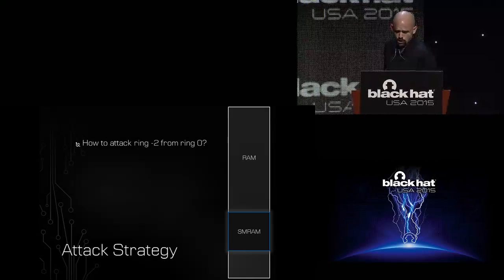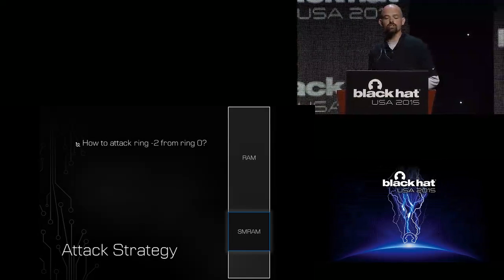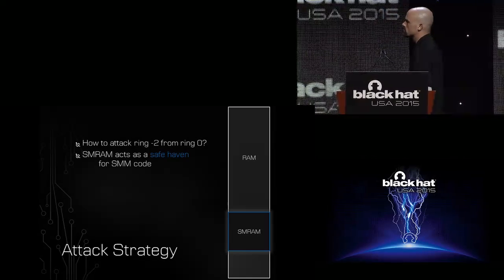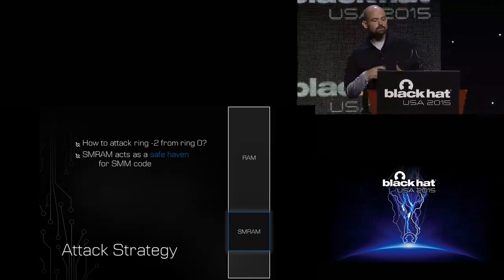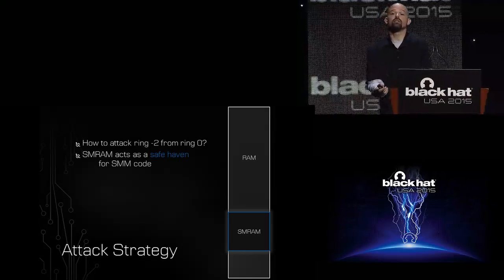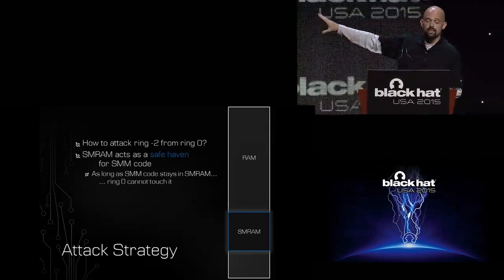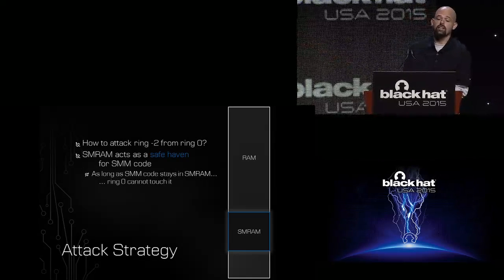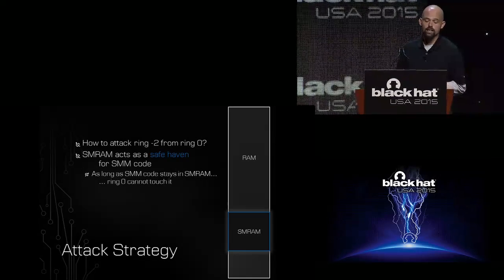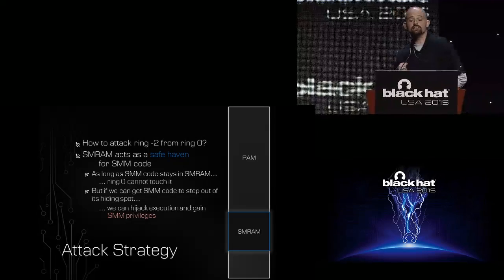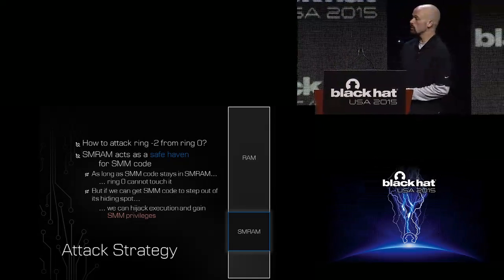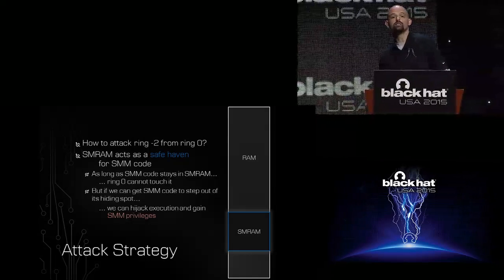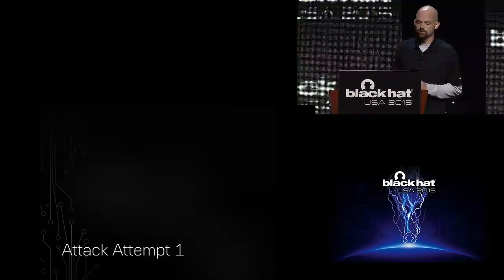SMRAM. So how could we actually use this to attack ring -2 from ring 0 and try to infiltrate this most privileged realm of execution on the processor? Well, the concept is that SMRAM sort of acts as a safe haven for SMM code. It's where SMM lives. It's in SMRAM. And as long as SMM code stays inside of SMRAM, we can never see it from ring 0. We can't touch it. We can't modify it in any way. But if we could get SMM to step outside of its hiding spot, if we could get it to leave SMRAM and go into normal memory, then we could hijack its execution and gain SMM privileges for ourselves.